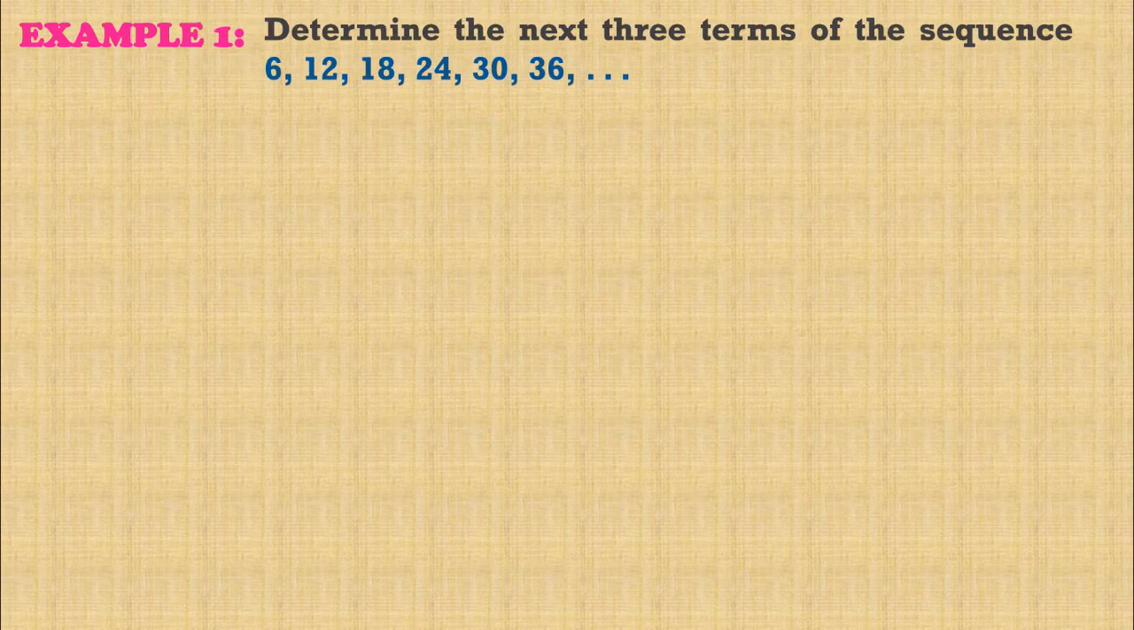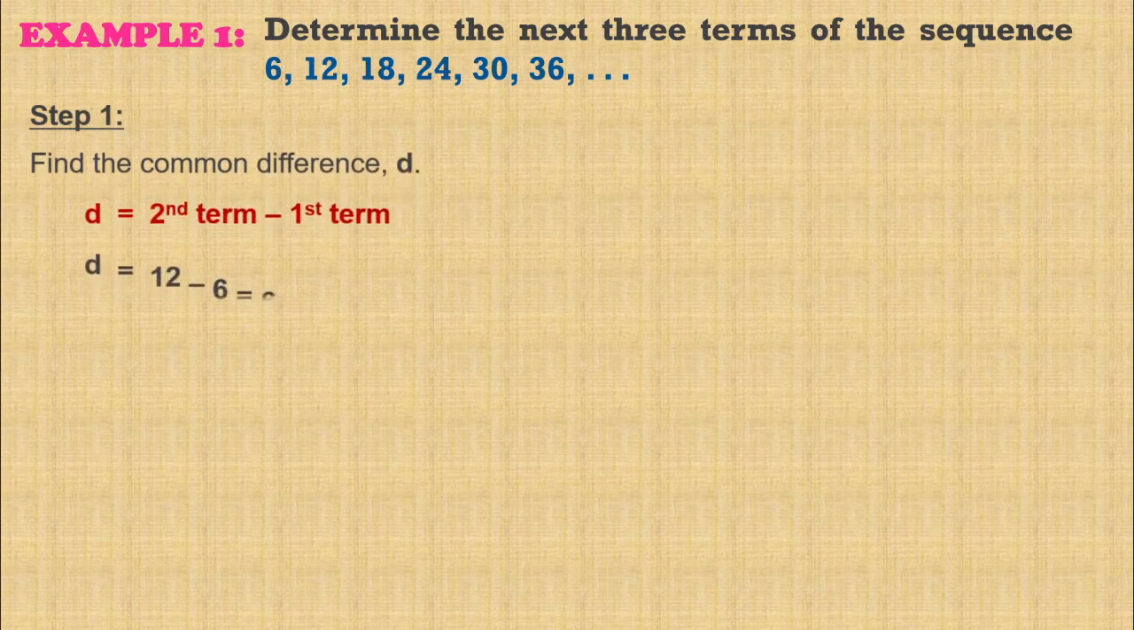Now let's have this example. Determine the next three terms of the sequence 6, 12, 18, 24, 30, and 36. Now, to solve this problem using the general rule or formula for arithmetic sequence, for the first step, find the common difference d. So d here will be equal to 12 minus 6, that is 6.